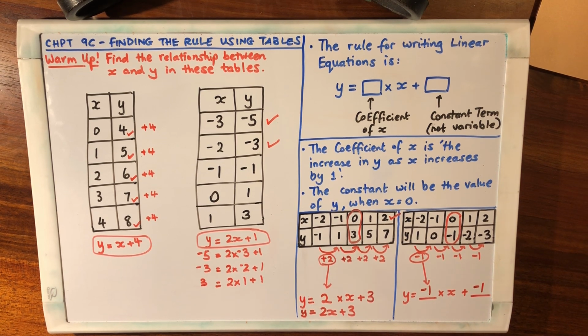So let's rewrite this slightly so it's a little bit cleaner and easier to read. Here we have y equals -1 times x. Well, that's just -x plus -1. That's just -x minus 1.